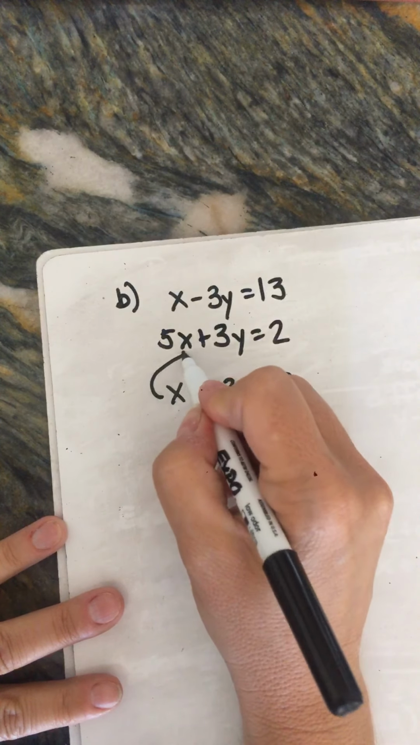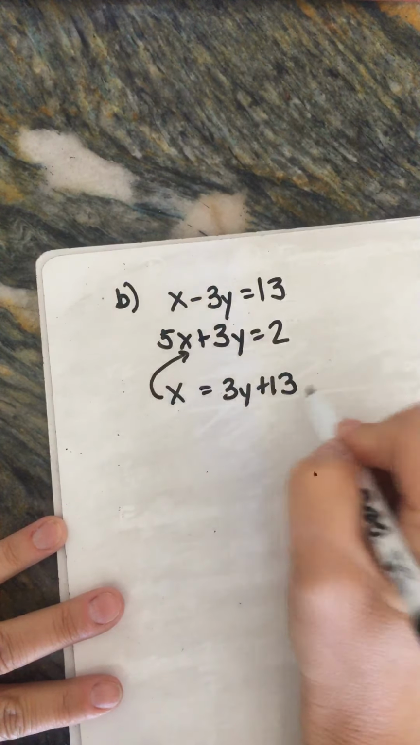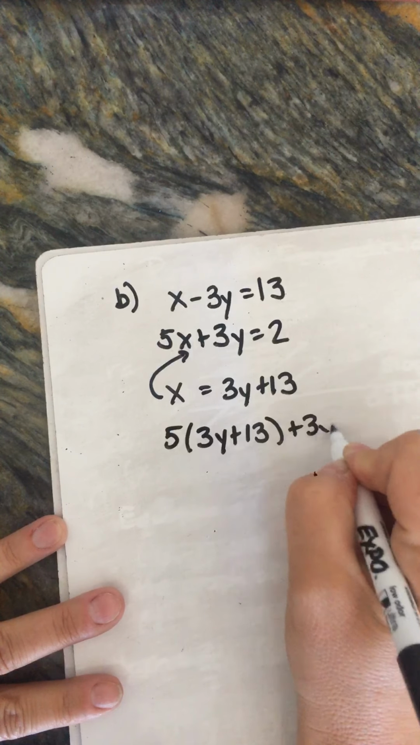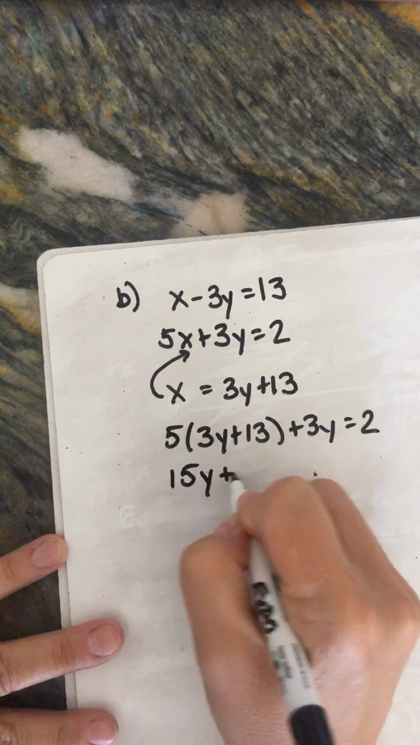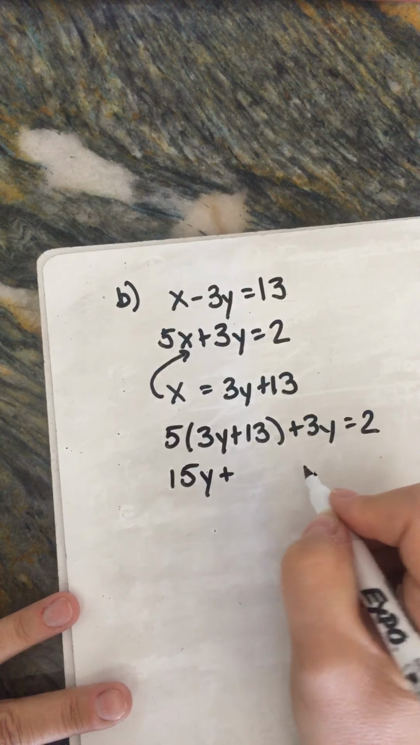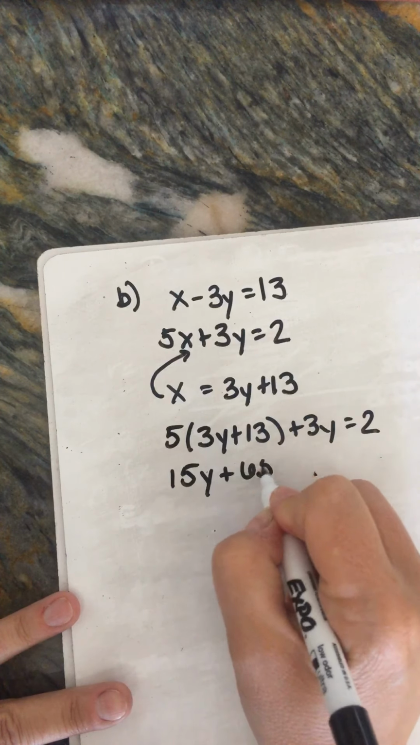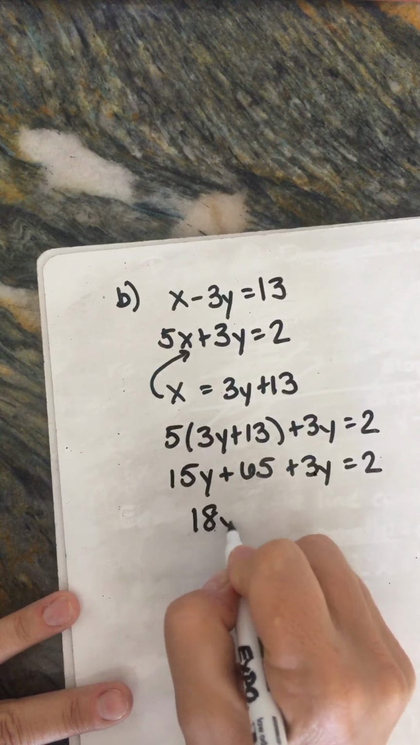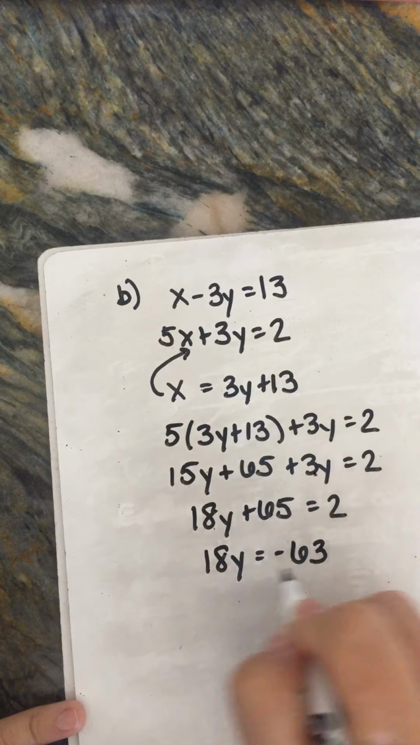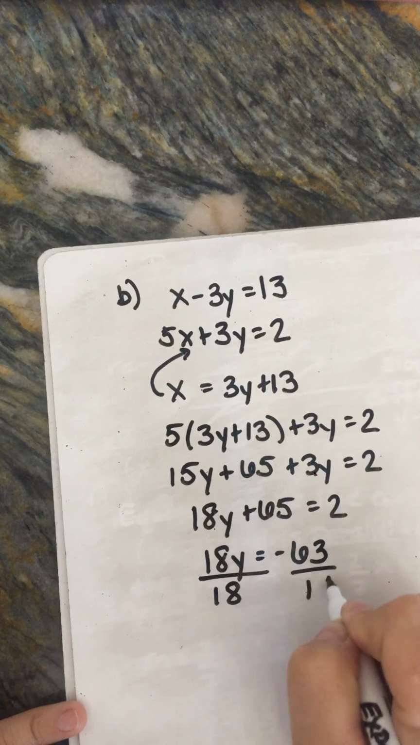Then we can replace this x with this expression: 5 times, use parentheses, 3y plus 13, plus 3y equals 2. Distribute. 15y plus, oh my goodness, mental math, that's 65, plus 3y equals 2. 18y plus 65 equals 2. Subtract 65, so 18y equals negative 63, and divide by 18.